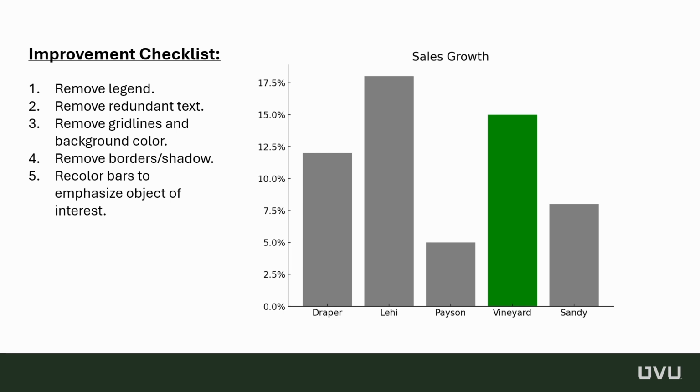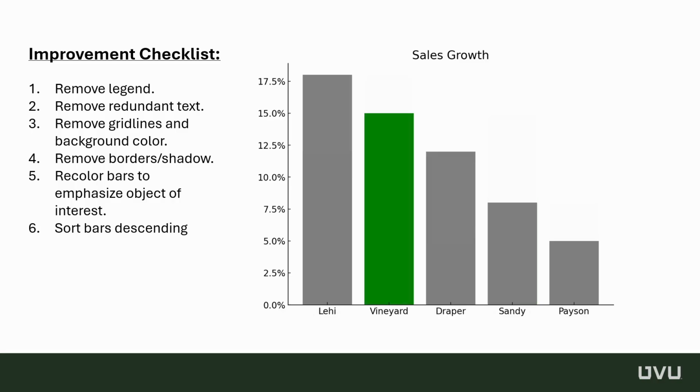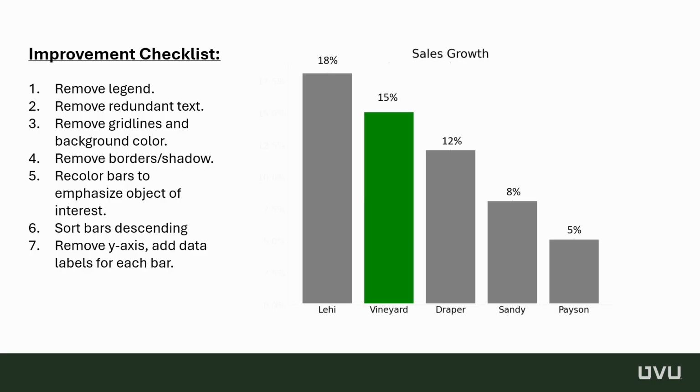To improve the efficiency of processing the information, I'll sort the columns from largest to smallest. And lastly, I don't even need a y-axis at all. I don't want my reader to spend too much time looking from left to right, back and forth, to estimate what the sales growth number is. I think I'll just place data labels above each. And now it will be essentially impossible for the reader to miss the takeaway. Almost instantly, they will see Vineyard with a green bar and a sales growth rate of 15%.